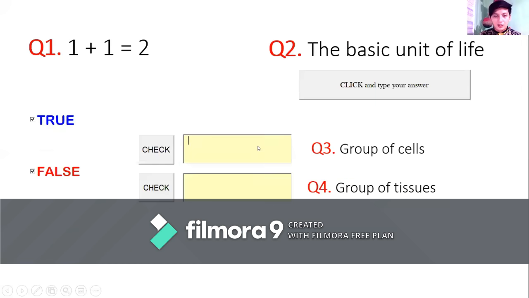Okay. So, let's type here, tissue. And then, when we click check, okay, sorry, incorrect. So, let's go back. Meaning to say, there's something wrong with the coding.